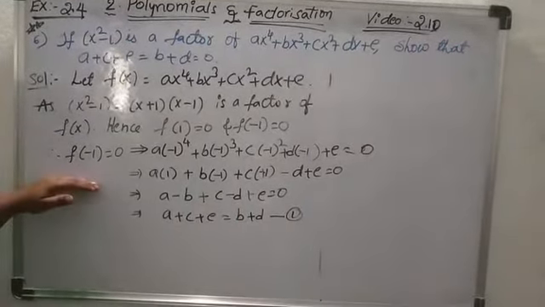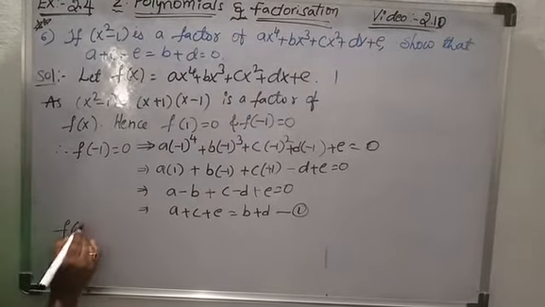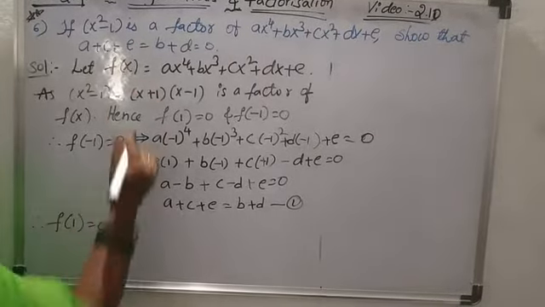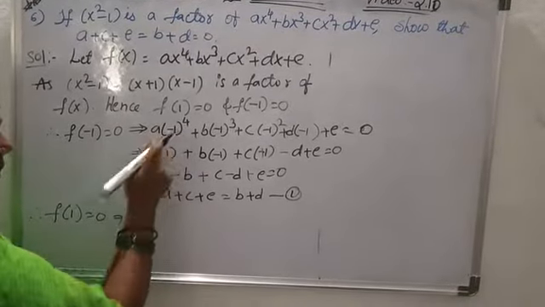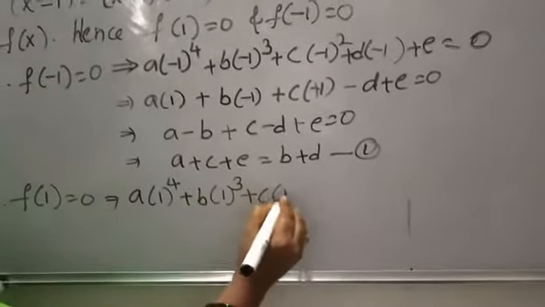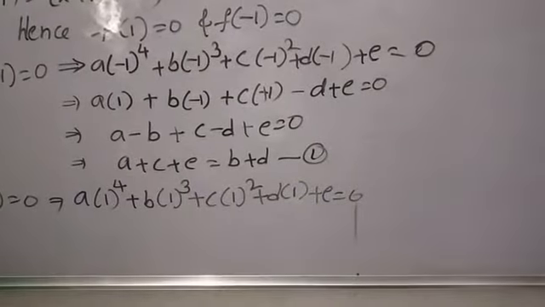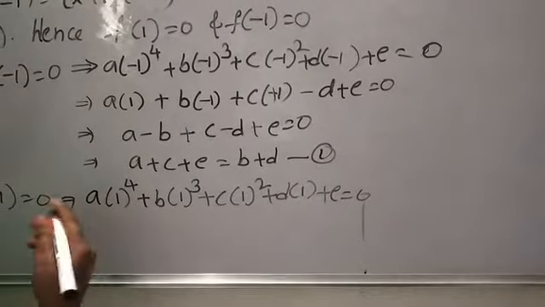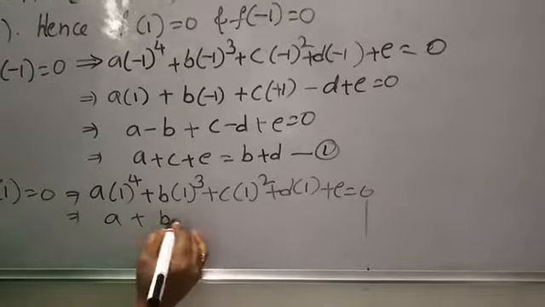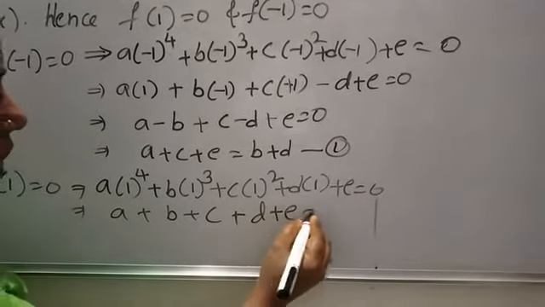Now going to the next one. We already completed f of minus 1 is equal to 0. Now f of plus 1. f of 1 is equal to 0. We deal with it in the same way. a into 1 to the power 4, plus b into 1 cube, plus c into 1 square, plus d into 1, plus e is equal to 0. Now 1 power 4 is 1 only, so a; 1 cube is 1 only, so b; 1 square is 1 only, 1 c is c; plus 1 d is d; plus e is equal to 0.